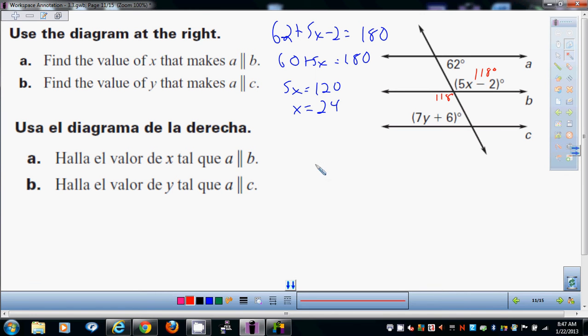Alright, so subtract, divide, and y equals 8. There you go. We did it. We did it. Questions?